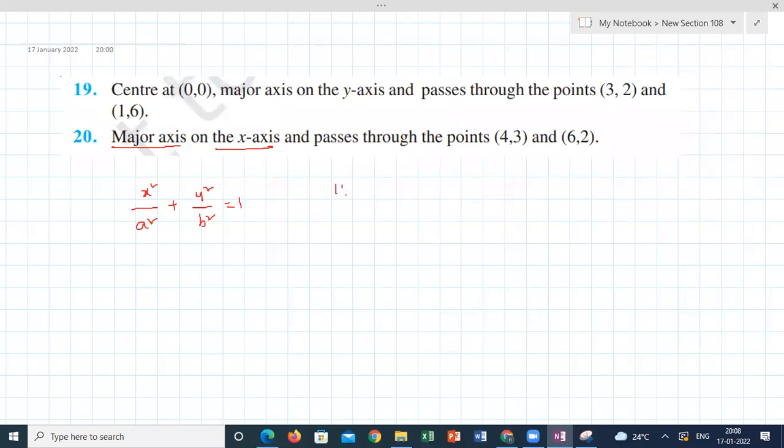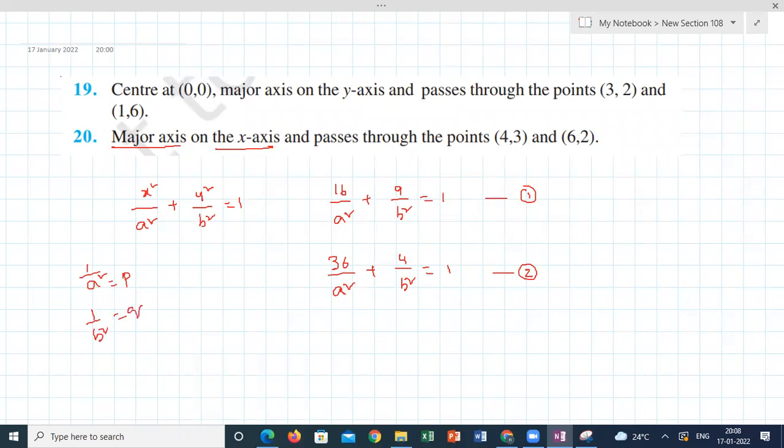So first equation is 16 by a square plus 9 by b square is equal to 1. Second equation is 36 by a square plus 4 by b square is equal to 1. If I take 1 by a square is equal to p, 1 by b square is equal to q, then 16p plus 9q is equal to 1, and 36p plus 4q is equal to 1.